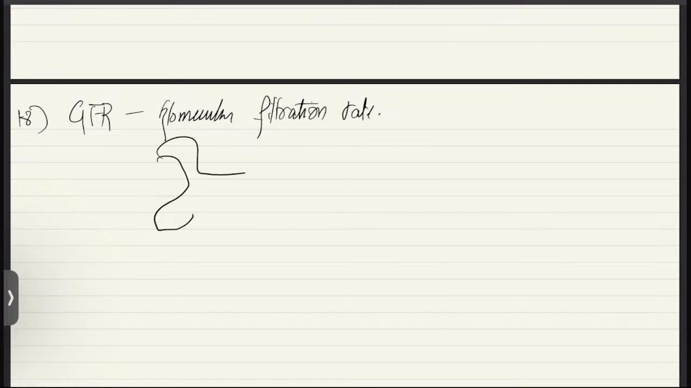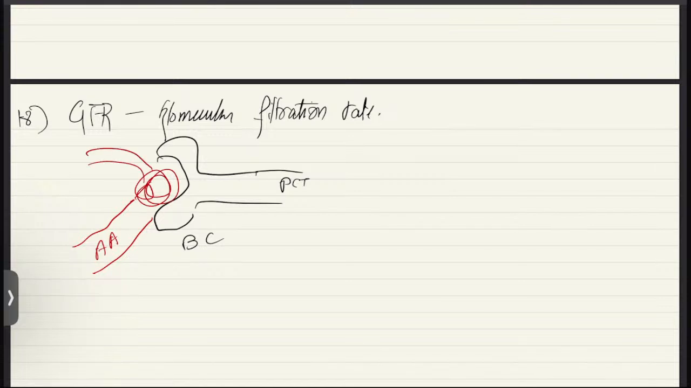Suppose this is the Bowman's capsule. This is PCT. This is Bowman's capsule. Here comes your afferent arteriole to the glomerulus. And here goes your efferent arteriole, taking the blood away. What happens in glomerular filtration is, because the afferent arteriole diameter is larger than the efferent arteriole, you're basically pushing blood and you're creating a pressure difference. This pressure difference is forcing fluid into this Bowman's capsule, into the PCT.